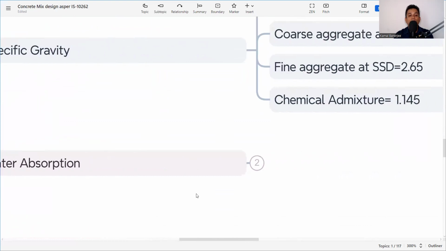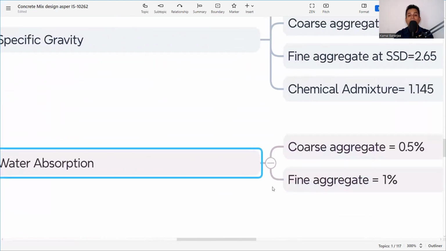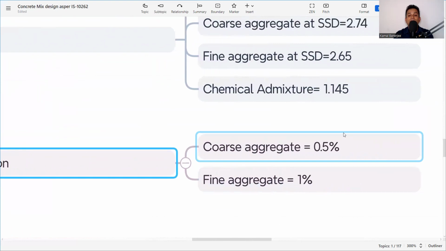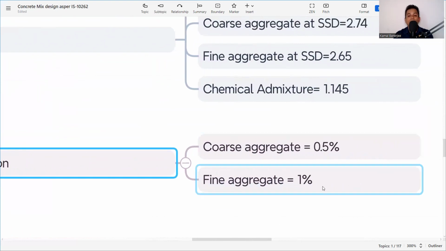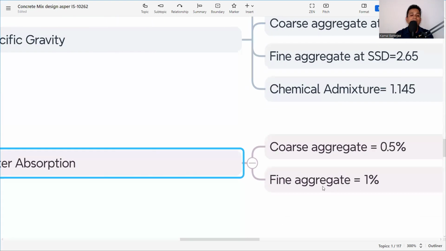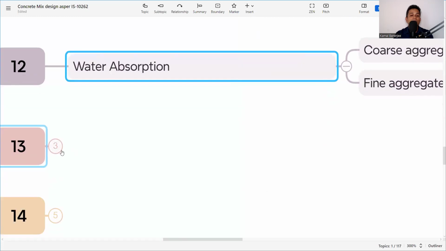Our next part is water absorption. Now what will be the absorption? For coarse aggregate it is 0.5% and for fine aggregate it is 1%. It is as per IS 383. You can check that also.